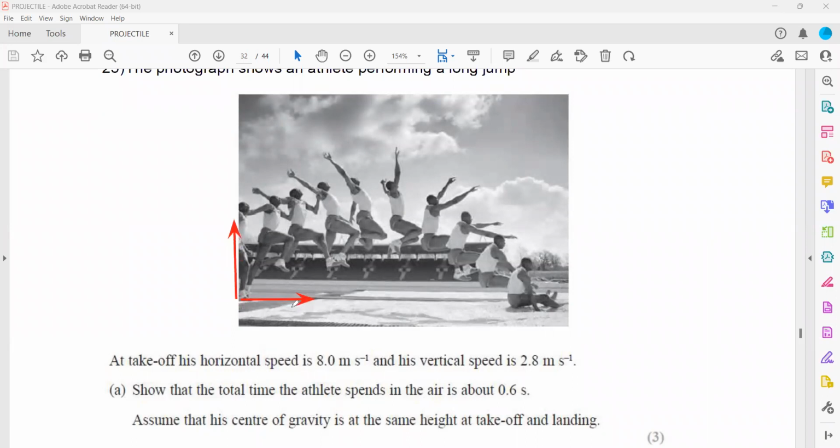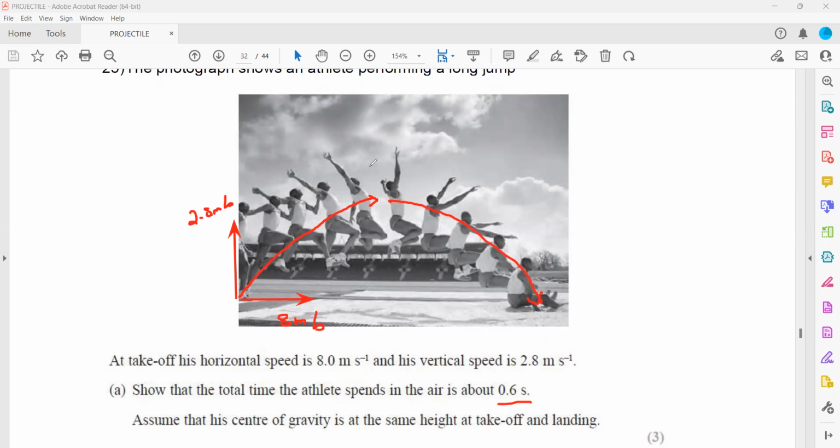The horizontal speed of this athlete is 8 meters per second and the vertical speed is 2.8 meters per second. Show that the total time the athlete spent in the air is about 0.6 seconds. To solve such a question, what we always do is find how much time it will take to reach the maximum height, and the total time will be twice of it.